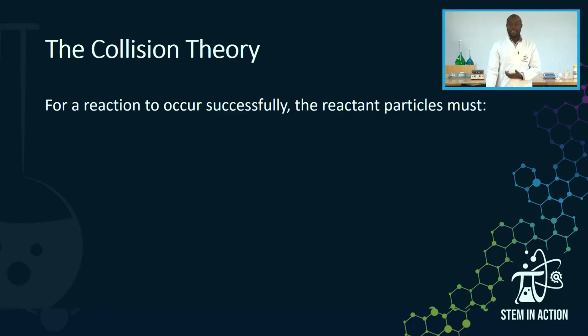So for a reaction to happen successfully, there are three factors that have to be met. And when a reaction happens successfully, we say that we have an effective reaction or collision. So the first thing that has to happen is that the reactant particles have to collide. And obviously, you cannot have reactants reacting if they are not coming into contact with each other. So the first thing, they have to collide.